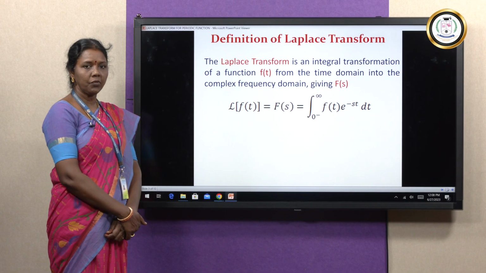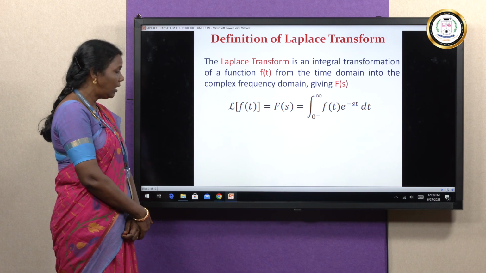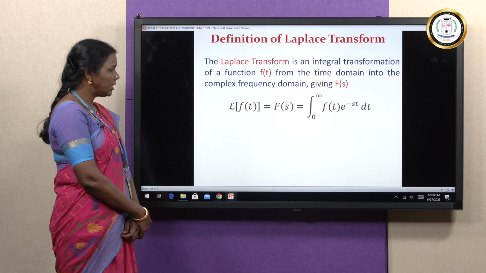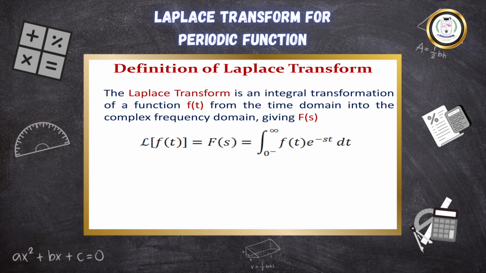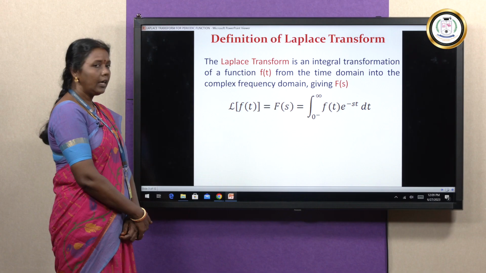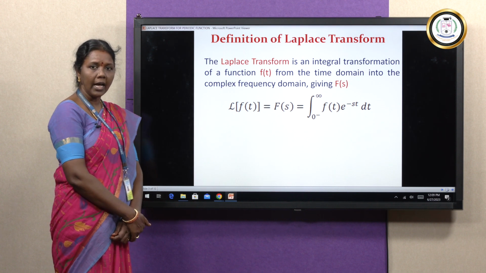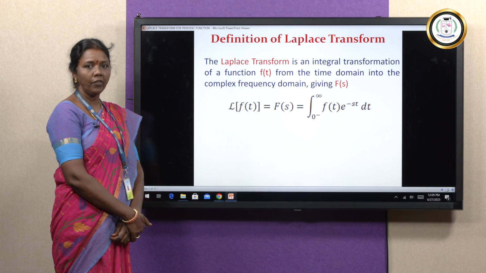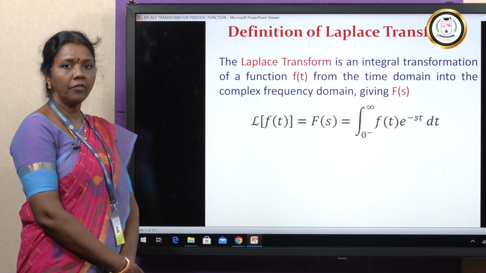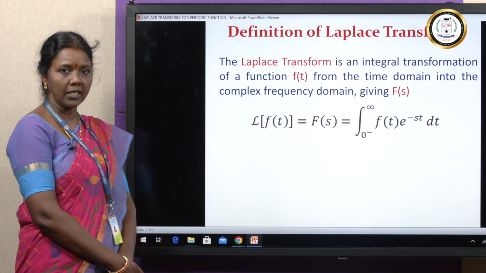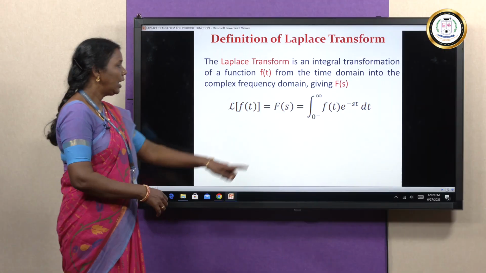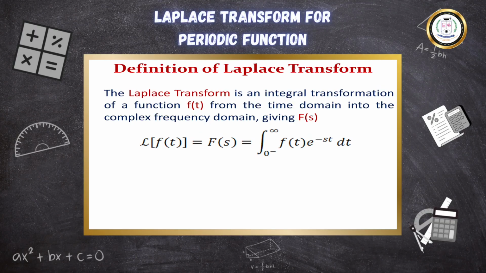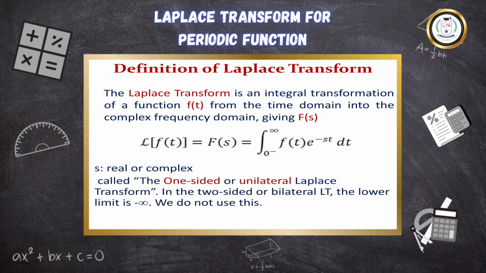Since it is Laplace transform, it is denoted as L f of t, and it is equal to integral 0 to infinity f of t e power minus st dt. And if we are integrating with respect to t and substituting the limit for t, we will arrive at the result in terms of s. So, the resulting function will be in terms of s. So, that is what it is equal to f of s, and that s is real or complex.